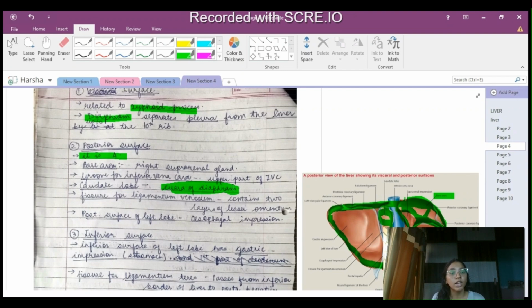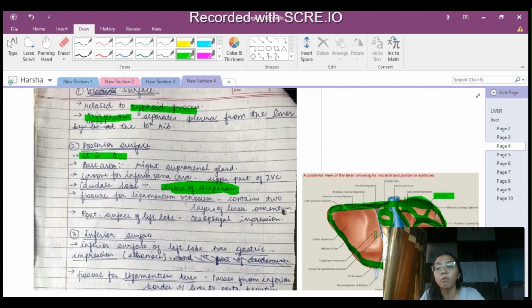Now, next is the fissure for ligamentum venosum. This is the fissure which is present, and again it will have the two layers of the lesser omentum. We have learned about the lesser omentum and the greater omentum. You can find them on the channel, where I have posted all the abdominal cavity material, and you can go and learn there if you don't know what the lesser omentum is and what the layers of the lesser omentum are.